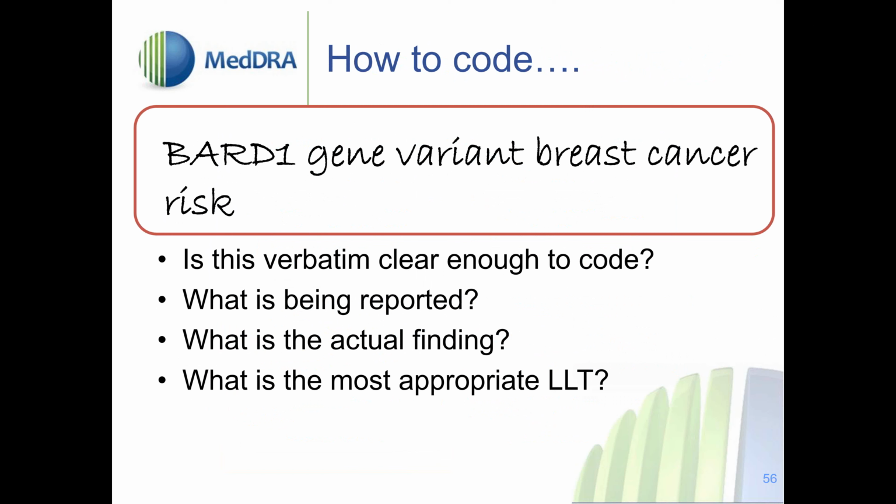So the next one we have is BARD1 gene variant, breast cancer risk. So what's going on here? What's this one? Breast cancer risk. What's the actual finding here? And then what would be the most appropriate LLT?